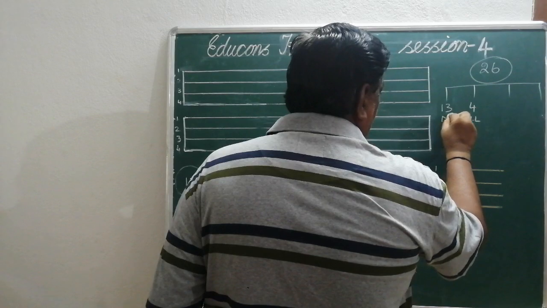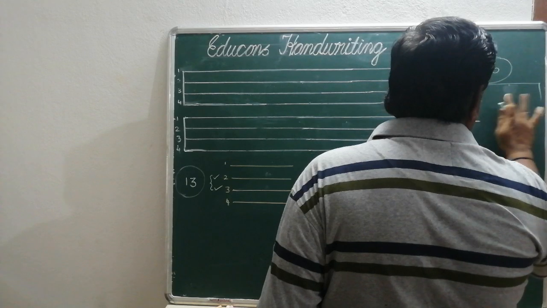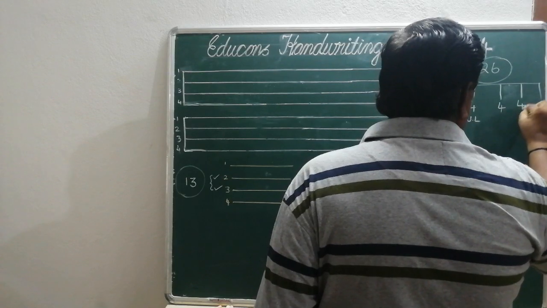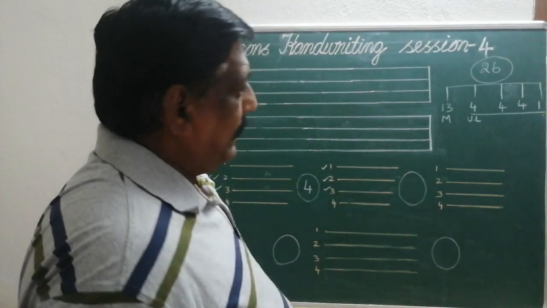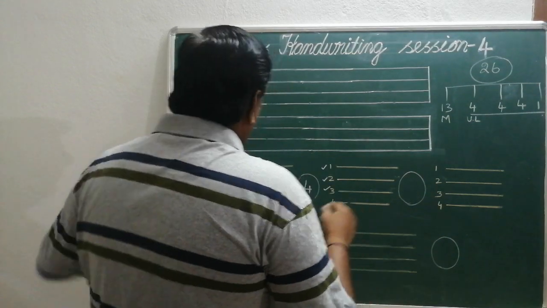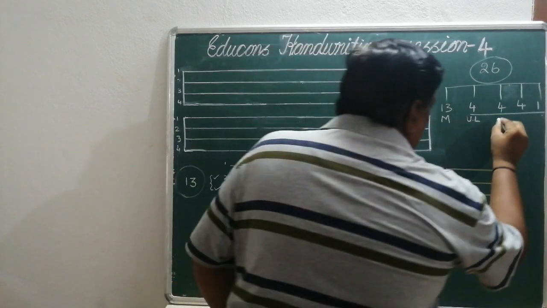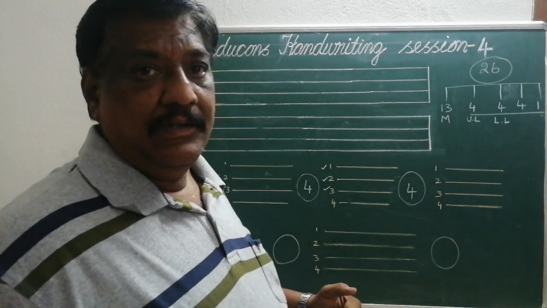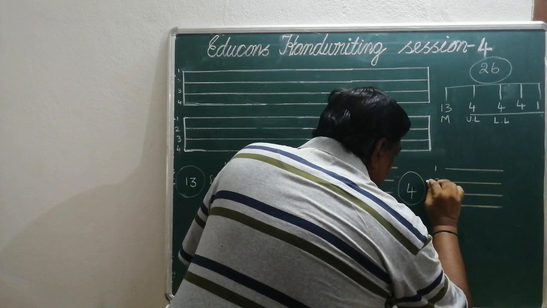This is a letter in the middle line. I made it M. Then another 4. If you add all these, this is 13, this is 13. Then this is upper loop, 4 letters, right? That we are going to give you practice, right? The next 4 letters, we can call them lower loop letters. Lower loop. Now we are going to see lower loop letters.